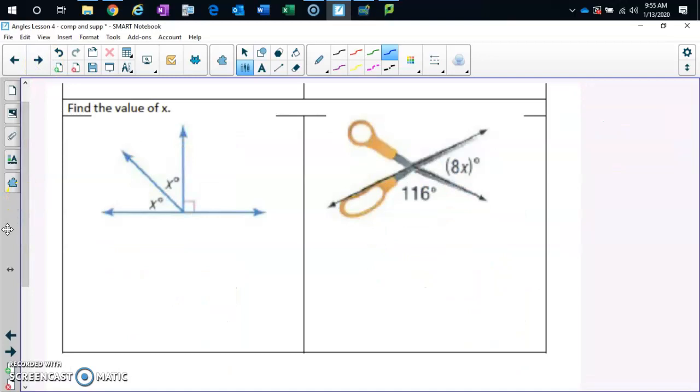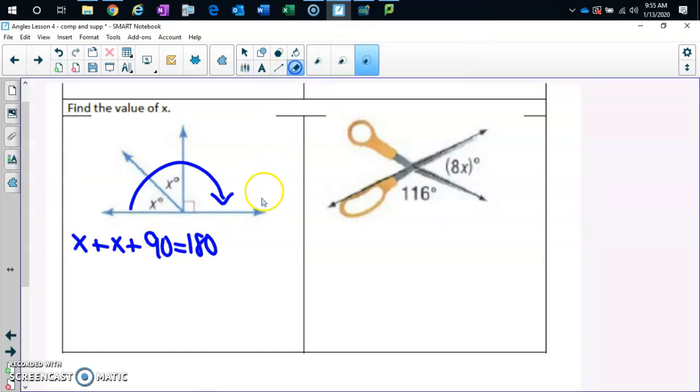Now, here we go. There are two ways to do this problem. You see this angle, and this angle form a straight line. What do all three of those angles add up to? 180. We do not say that they are supplementary. Why? Because the definition of supplementary is two angles that add up to 180. So I could write an equation, x plus, what does that little box mean? 90 equals 180.